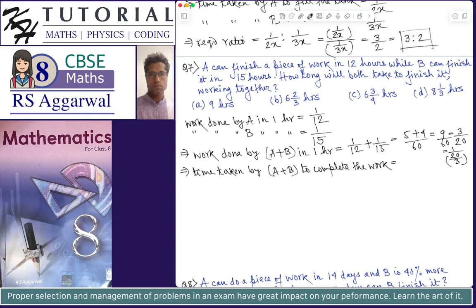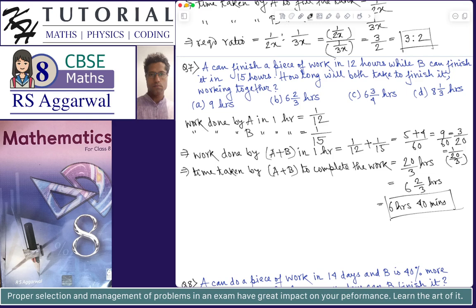So we can say that we have work done by A plus B in 1 hour is 1 by 20 by 3. So the whole work will be done by A plus B in 20 by 3 hours. Now 20 by 3 hours is 6 and 2 by 3 hours. 2 by 3 hours means 2 by 3 multiplied by 60 minutes, which is 40 minutes. So 6 hours 40 minutes should be the answer.